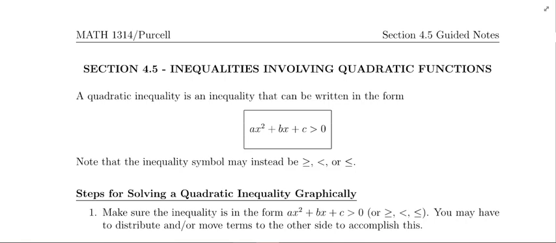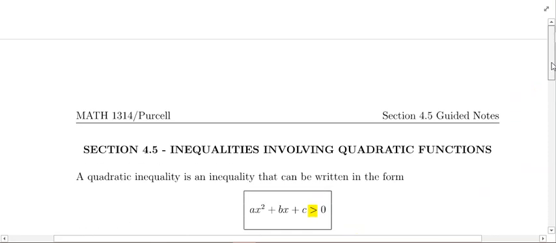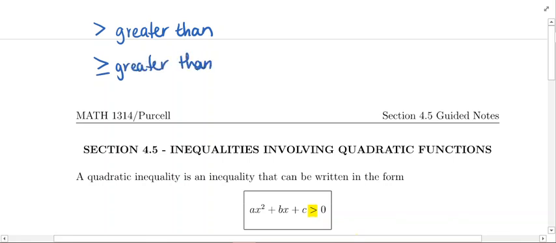So first of all, notice it's going to have an inequality symbol, so not an equal sign. Instead, you're going to have one of the four inequality symbols. Since we're working with inequalities, it's a good time to make sure you remember which one is which. If you have this particular symbol, it is greater than. If you have this one, it is greater than or equal to. If you have this one, it is less than. And if you have this one, it is less than or equal to.